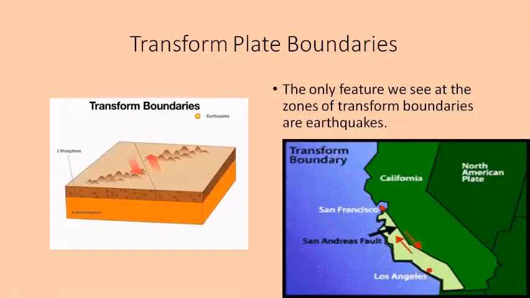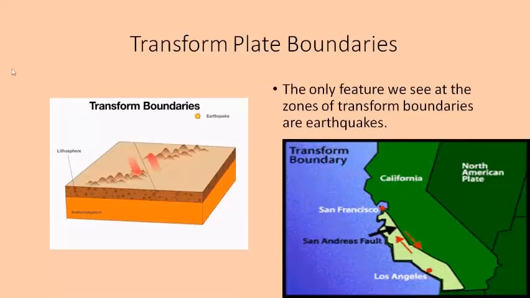Now let us come to the third type of plate boundary, which is called the transform plate boundary. Before this, you had seen that plates are either converging or going apart. But here you see they are not converging, nor going apart. What is happening? They are just sliding past each other. This plate is coming this side, that plate is going that side.